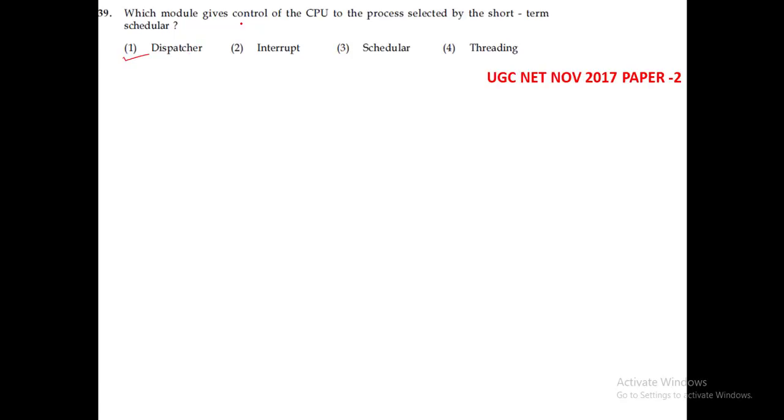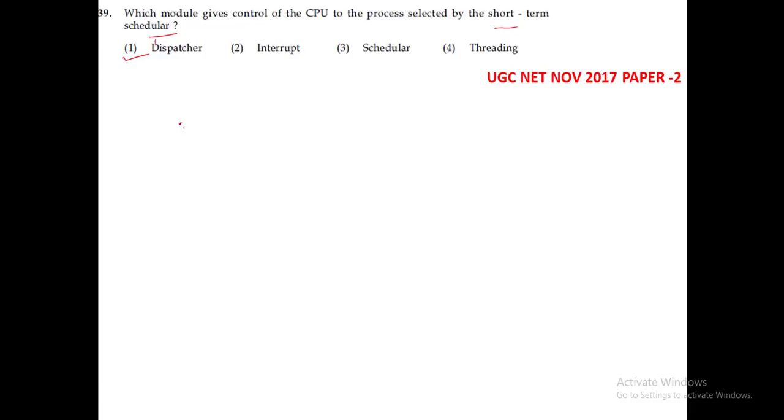The definition of dispatcher is that it is the component of an operating system which gives the process to the CPU, which is selected by the short-term scheduler. According to the textbook Concepts of Operating System, in the chapter on process, he has given the direct definition of the dispatcher, right? So here you have the short-term scheduler. In operating systems there are three types of schedulers.